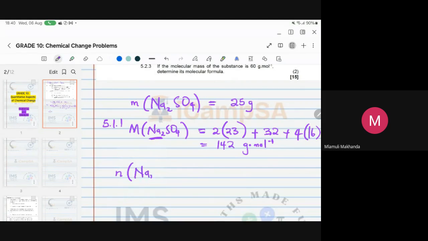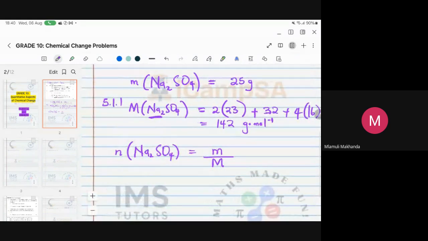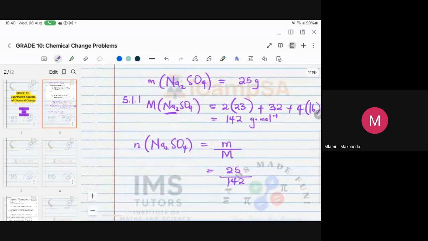Number of moles of Na2SO4 is m over big M. Right. So this gives us the mass we were told is 25 grams. And then we just calculated the molar mass. So therefore, our answer should be 0.18 mole. So in this case, because we're not using the number of moles to calculate any other parameter in this problem, we can leave it as 2 decimal places.